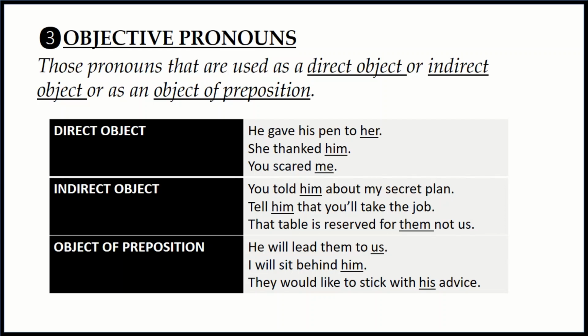Then object of preposition. Objects of preposition are basically those words that come after the preposition. For example, he will lead them to us. So over here, to is a preposition, and us functions as the object of the preposition. I will sit behind him. Behind is a preposition, and him is the object of this preposition. They would like to stick with his advice. With is a preposition, and his is an object of the preposition. His advice we can take as a complete phrase also, but his over here is an object of the preposition.